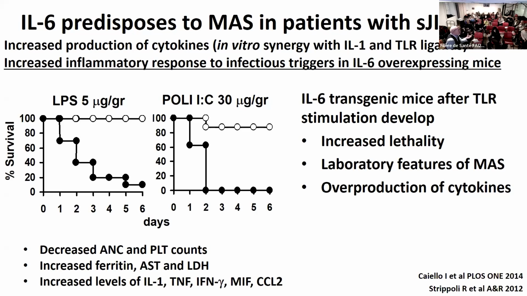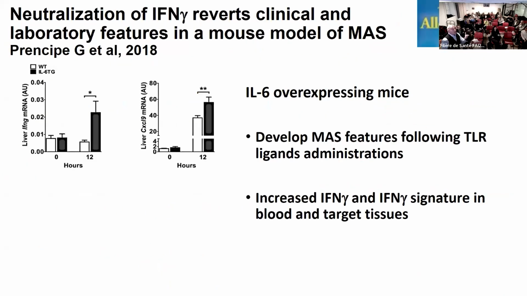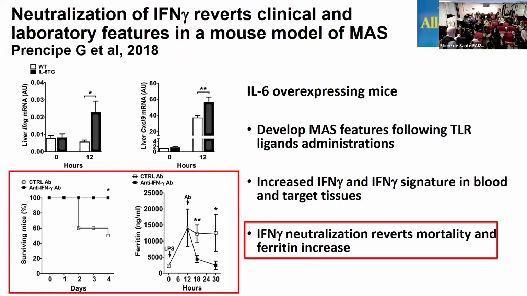Okay, so again, a lot of IL-6 predisposes to the development of MAS, but again, lots of interferon gamma. You see here a level of interferon gamma and CXCL9 mRNA in the liver of these IL-6 overexpressing mice triggered with infections. And if you neutralize interferon gamma, the mice get better. So again, IL-6 predisposes to something that looks like MAS in the mice, which are not humans.